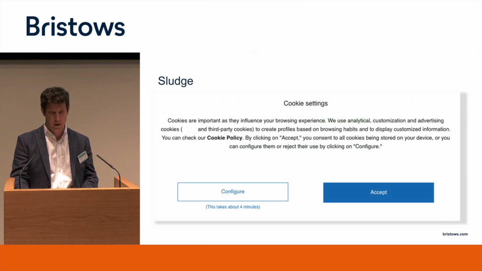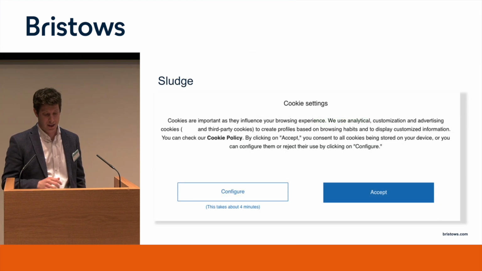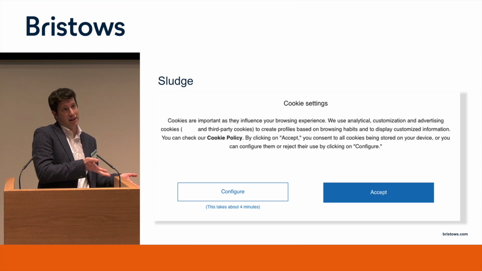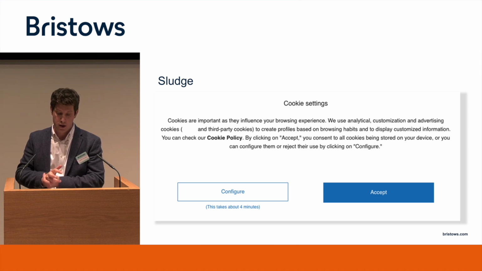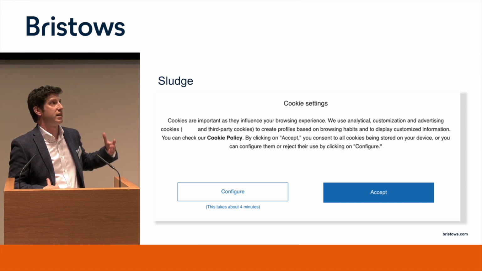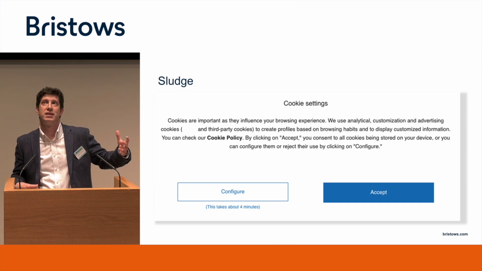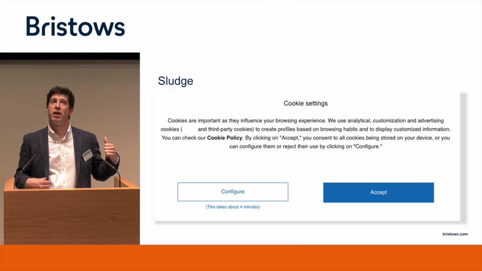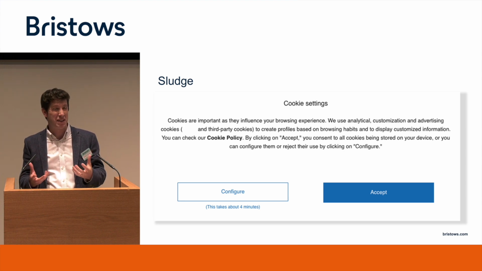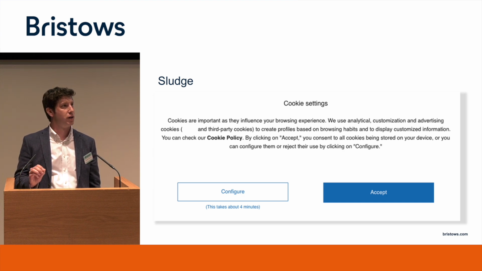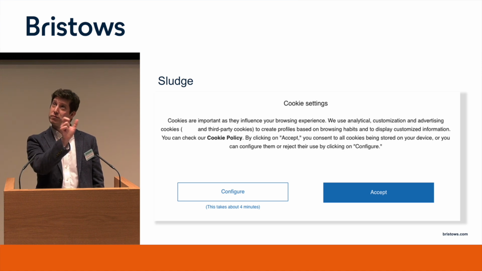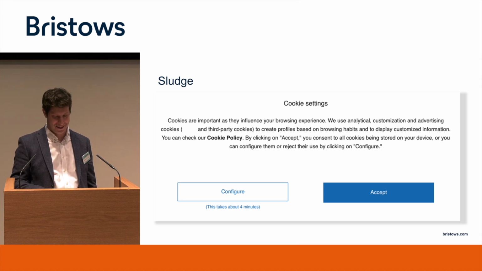And then the other side of the coin is sludge. So this is the idea that you give them the easy option and then you introduce friction on the other side. So in our previous screen, we see manage choices. These guys go a bit further. They use the word configure. That sounds a bit technical, like that might take a little while. And just to really reinforce the point, they make clear that's going to take you about 4 minutes to do. This is actually a real one. I've kind of blocked out their name just to spare embarrassment.